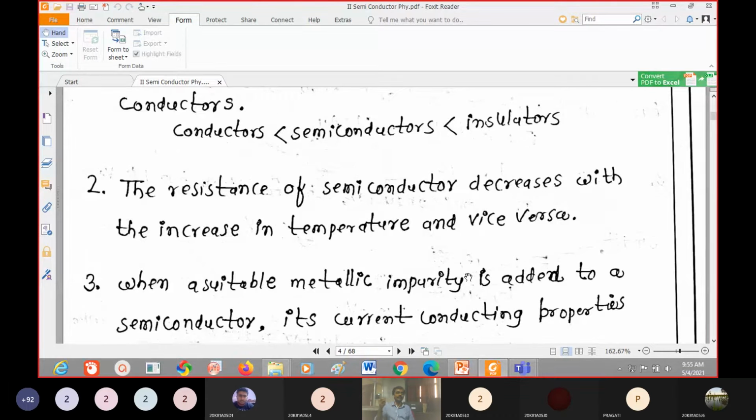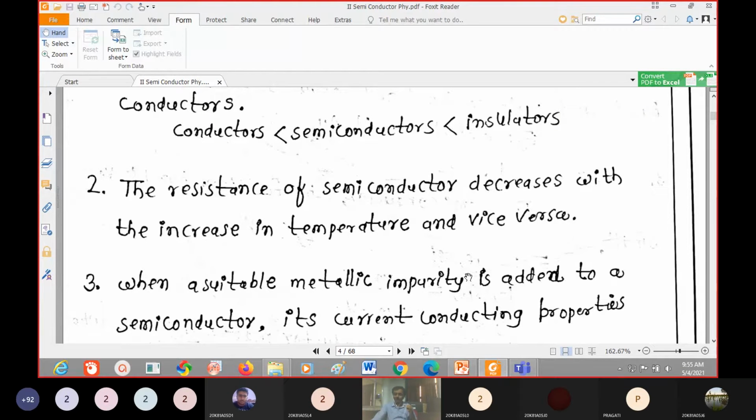At a particular temperature, the conductivity of the metal will become infinite. There is no resistance at that temperature. At that temperature, the material will act as a superconductor. The temperature at which the material acts as a superconductor is what we call the transition temperature.